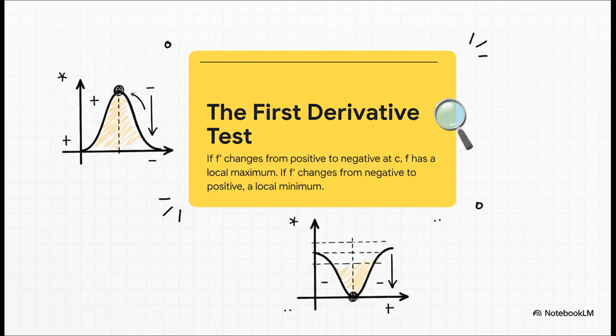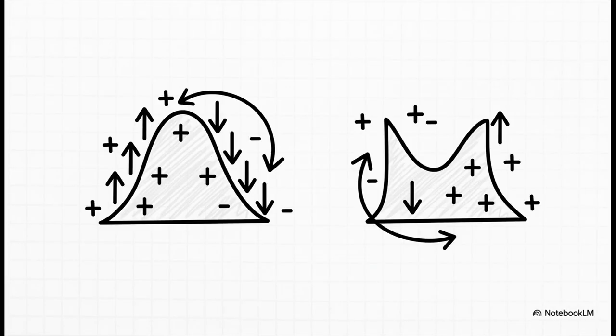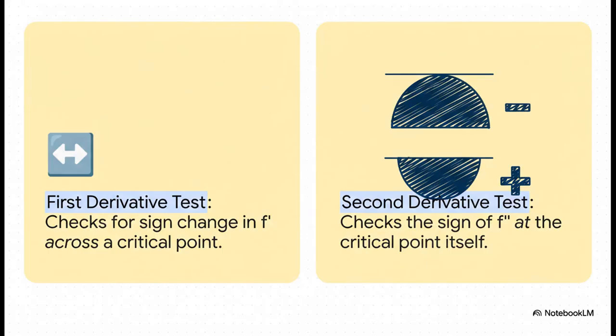Think about it. If our direction changes from increasing, that's a positive f prime, to decreasing, a negative f prime, well, we must have just gone over a peak. That's a local maximum. And the reverse, going from decreasing to increasing, that's a valley, a local minimum. It really is as simple as this visual. You go uphill, then you go downhill. Boom, you found a maximum. You go downhill, then you go uphill, and you found a minimum. That change in the sign of the first derivative is the absolute telltale clue that you've hit a summit or a trough.